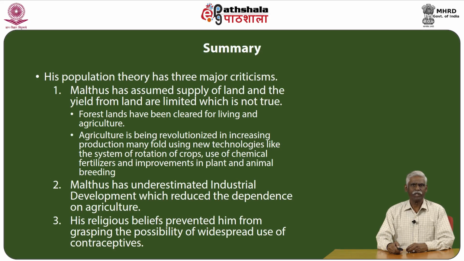Next, Malthus underestimated industrial development, which reduced the dependence on agriculture. He could not visualize that industrial development is another important factor that contributes, so that the dependency on agriculture will come down, but at the same time, industrial development will be a contributory factor to take care of the population.